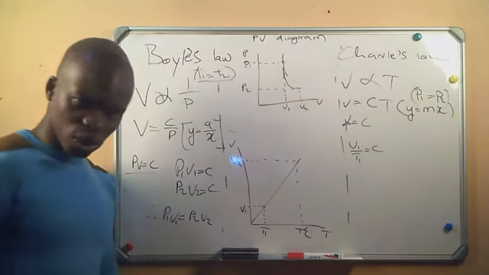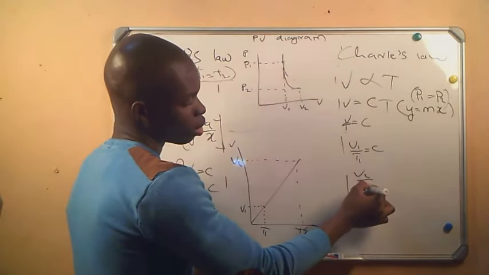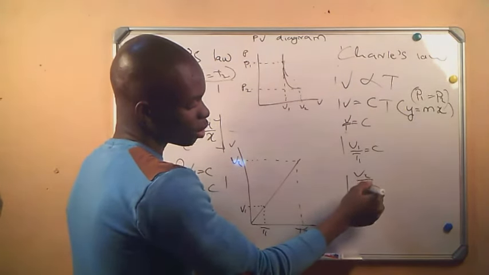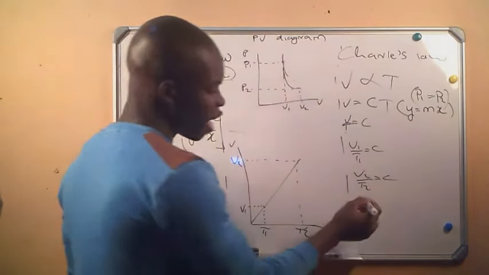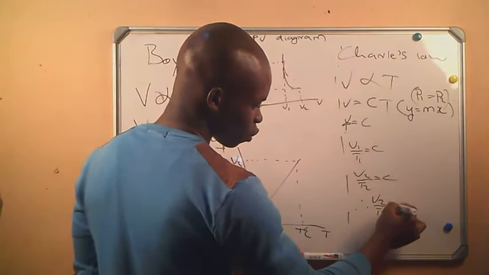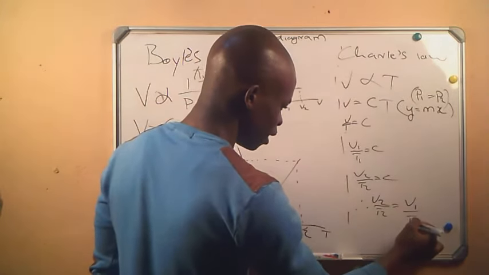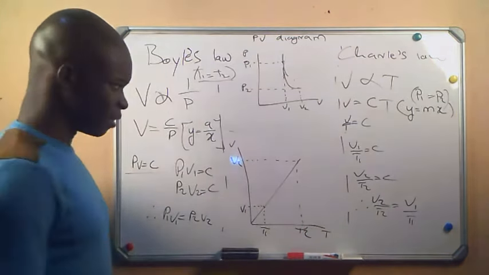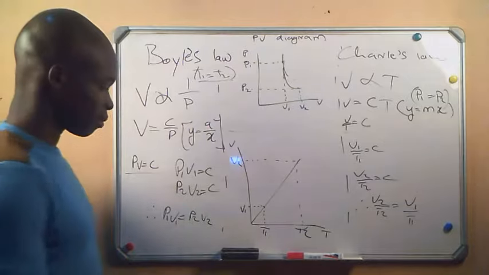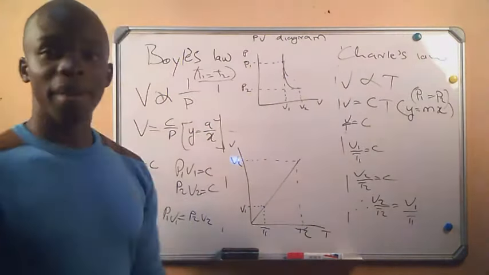According to this, we also know again that V2 divided by T2 is also equal to C. Therefore, V2 divided by T2 is equal to V1 divided by T1. So whenever you are told that your pressure is constant, this is the formula to use. Whenever you are told that your temperature is constant, use the earlier formula.